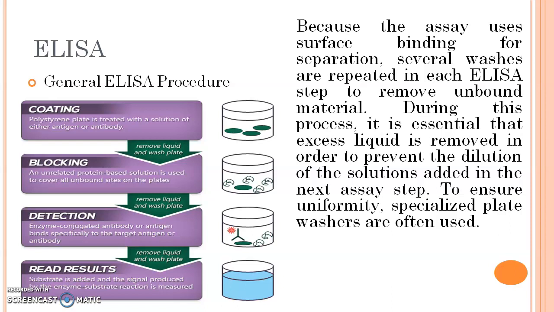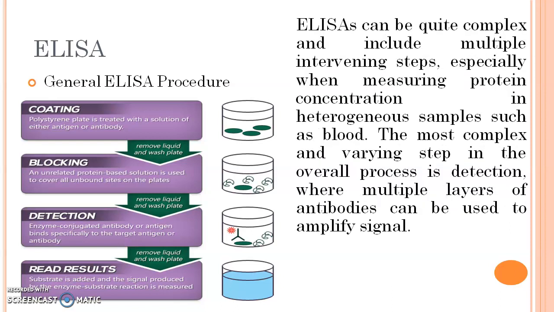To ensure uniformity, specialized plate washers are often used. ELISAs can be quite complex and include multiple intervening steps, especially when measuring protein concentration in heterogeneous samples such as blood. The most complex and varying step in the overall process is detection, where multiple layers of antibodies can be used to amplify signal.